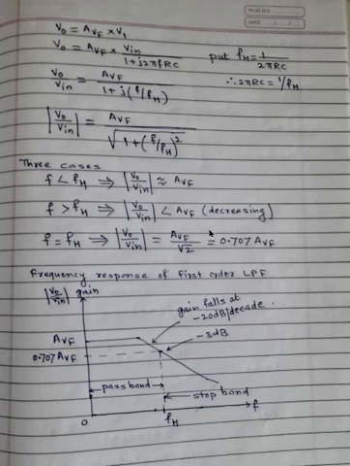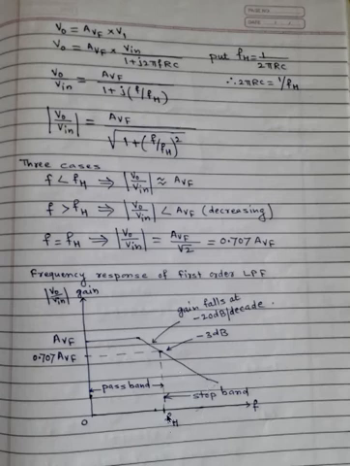Now from these three cases, we can draw the frequency response of a first order low pass filter. Frequency response means frequency on the x axis and gain on the y axis, and we are taking zero frequency here. This indicates the cutoff frequency FH. At the starting, if the input frequency is less than FH, the gain is AVF, and then it decreases as the frequency of the input signal goes above the cutoff frequency.